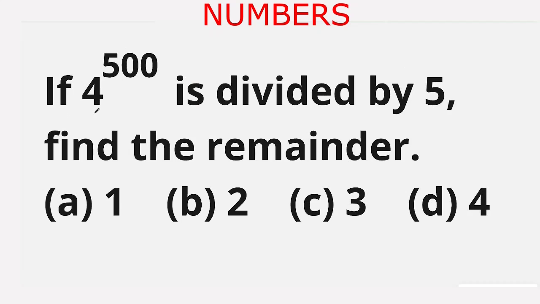If 4 to the power 500 is divided by 5, find the remainder. The given options are option A 1, option B 2, option C 3, option D 4.